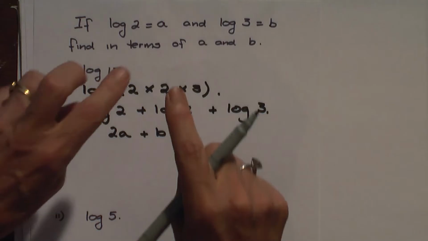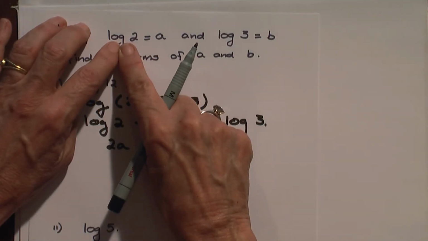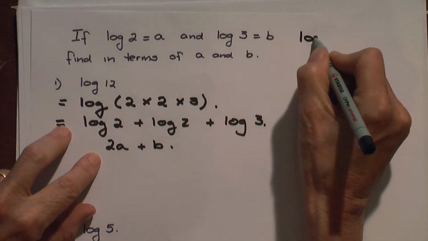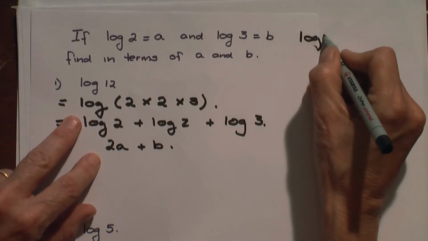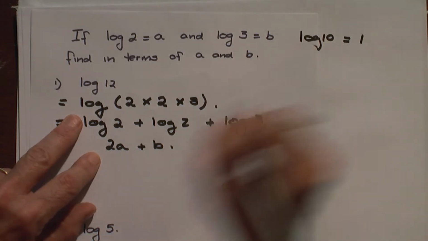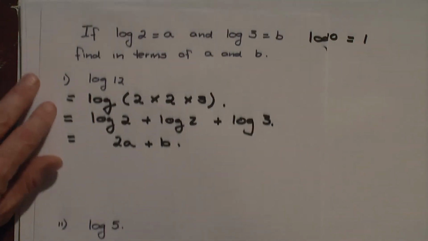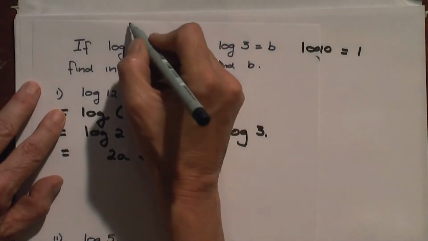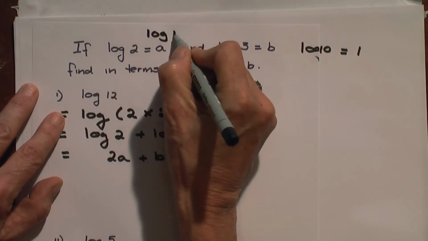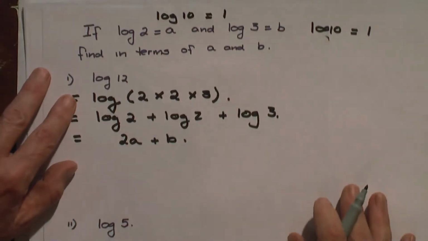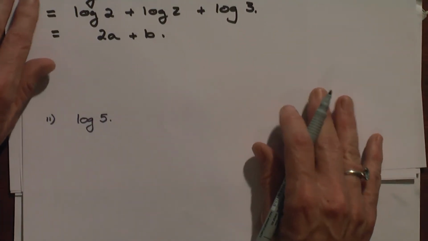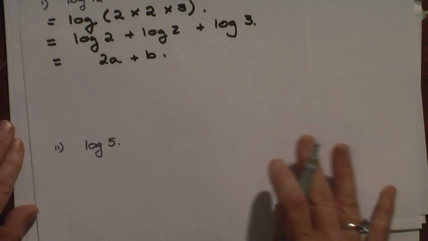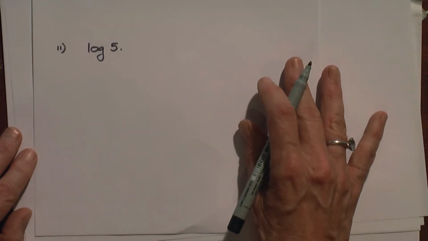Now, if we look at this question here, I've got log 2 and I've got log 3. But remember the magic one of logs. I've also got log 10, log 10 base 10. Log 10 is 1. Now, we come to this question here. Let me write this nicely here. I've also got the fact that log 10 is 1. Now, I want to find log 5.